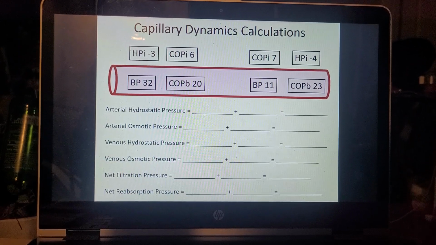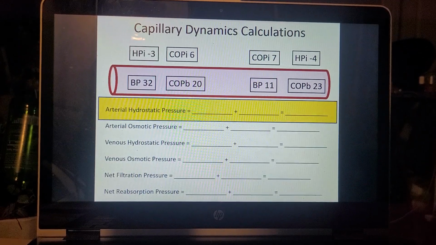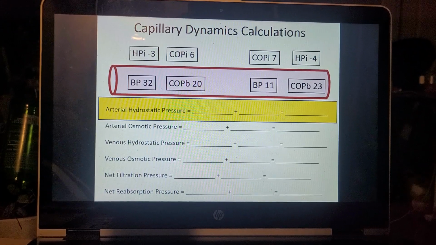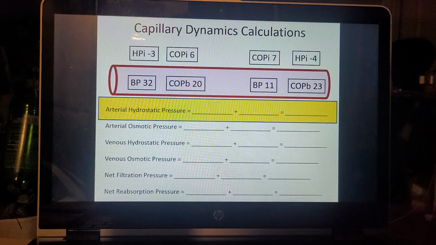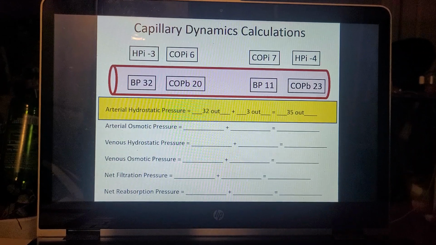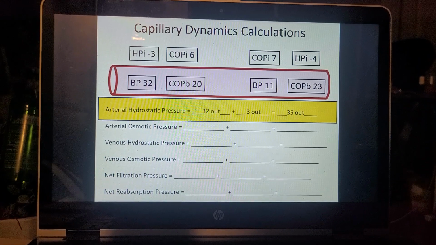Anyway, let's go. So first one, arterial hydrostatic pressure. What are the two numbers that we're going to be comparing, and what is the math for it? We have 32 out plus 3 out. So that combined pressure is 35 out. Same direction, we added them.